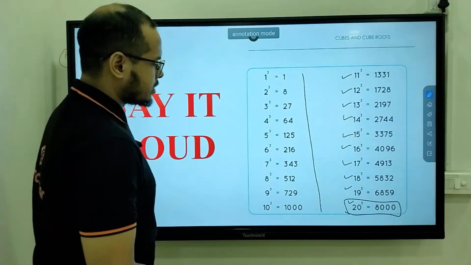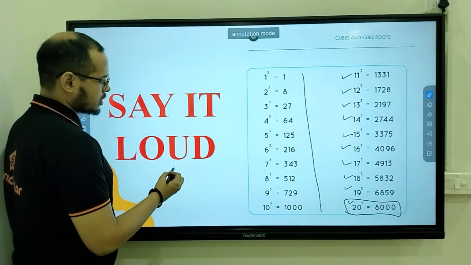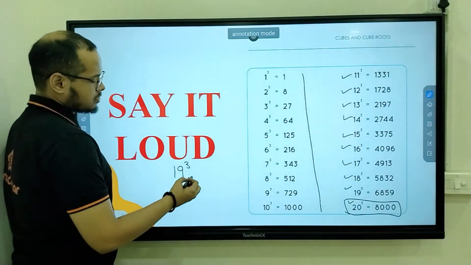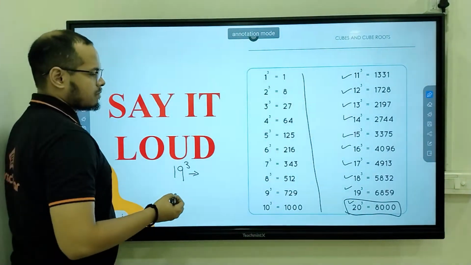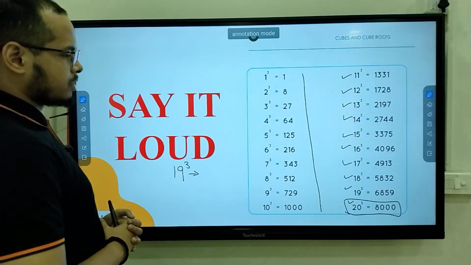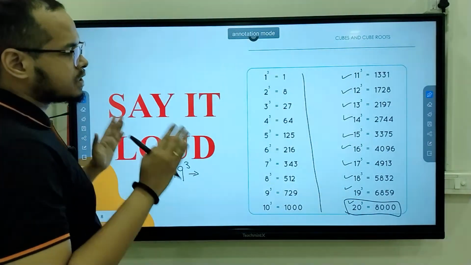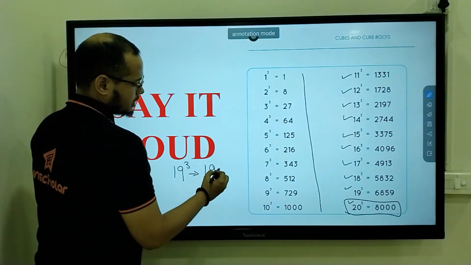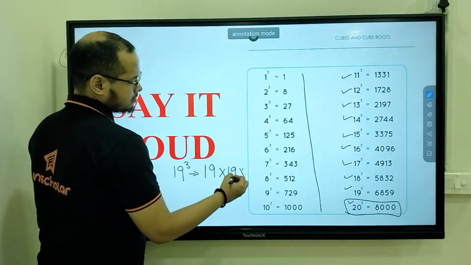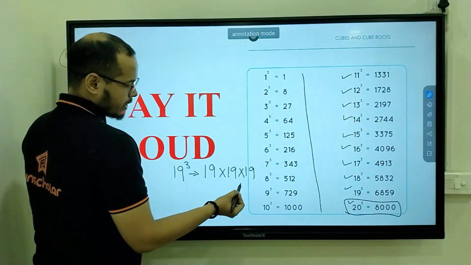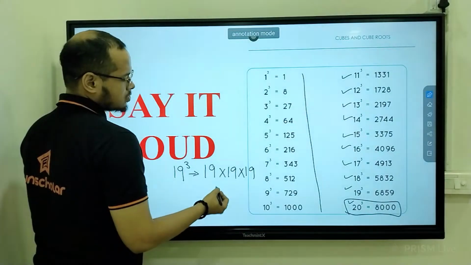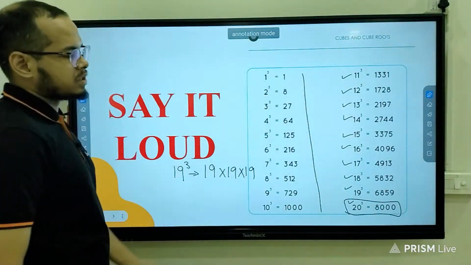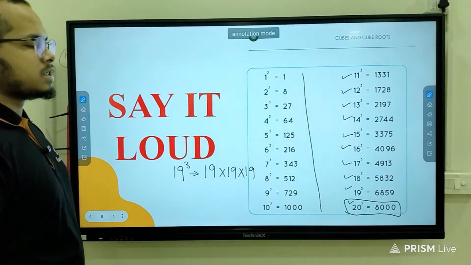So if you want to find out what a cube is, we are going to be doing 19 cube. There is a basic step, but I'm not going to be doing any shortcuts in this particular lecture because we need to understand the basic concepts of what is happening. So 19 cube is nothing but 19 into 19 into 19. We can do 19 square, or we can do 19 times 19 again and again. The answer is going to be 6859.